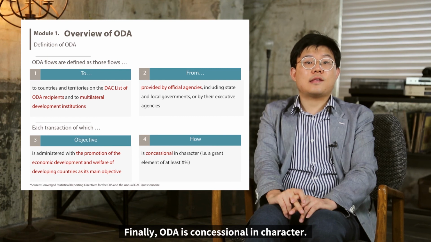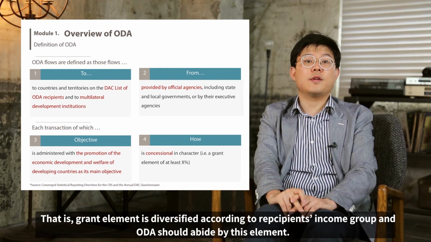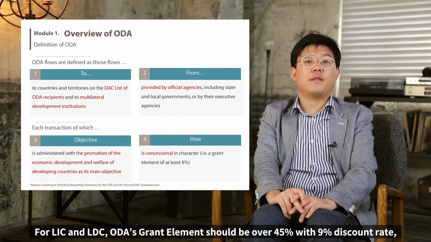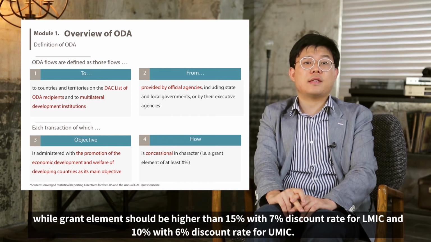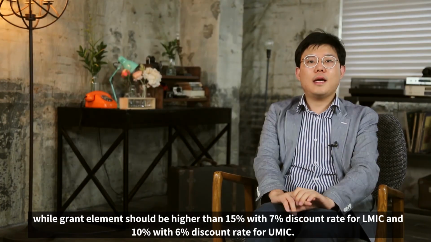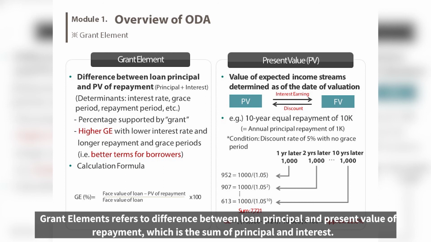Finally, ODA is concessional in character, that is, grant element is diversified according to recipient's income group, and ODA should abide by this element. For LIC and LDC, ODA's grant element should be over 45%, with 9% discount rate, while grant element should be higher than 15% with 7% discount rate for LMIC and 10% with 6% discount rate for UMIC. Grant element refers to the difference between loan principal and present value of repayment, which is the sum of principal and interest.